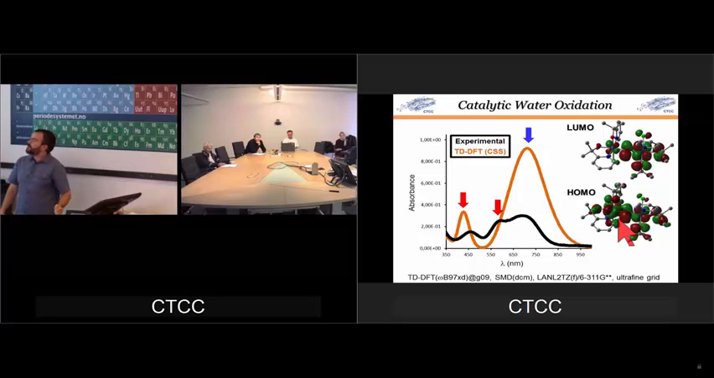However, these features are not so nice. So we miss the shoulder there. It's gone in the calculations, and the secondary line is quite blue shifted. So there's probably something going on there.